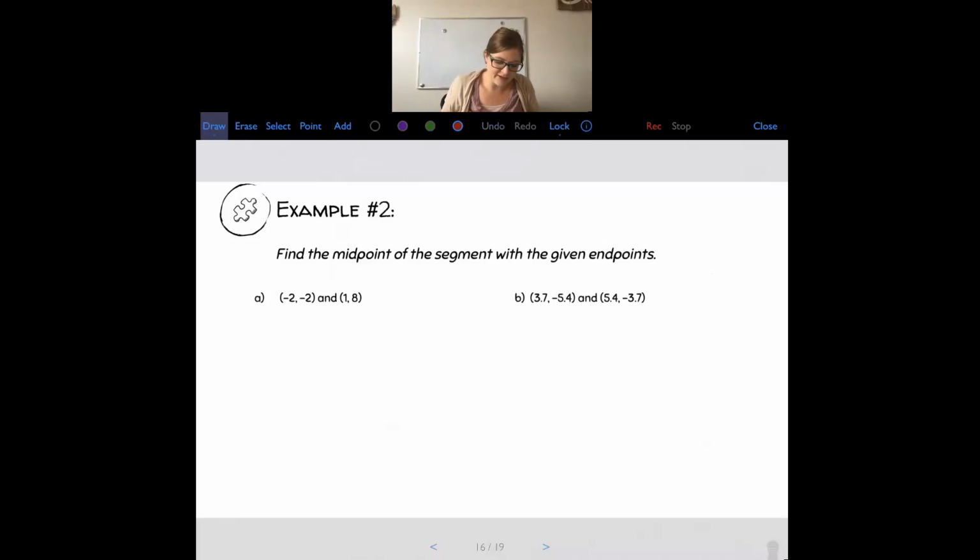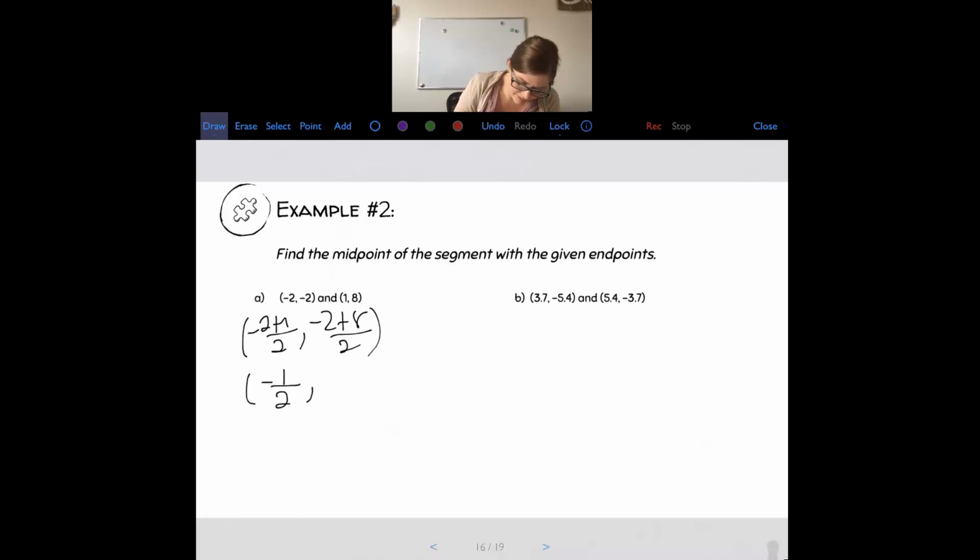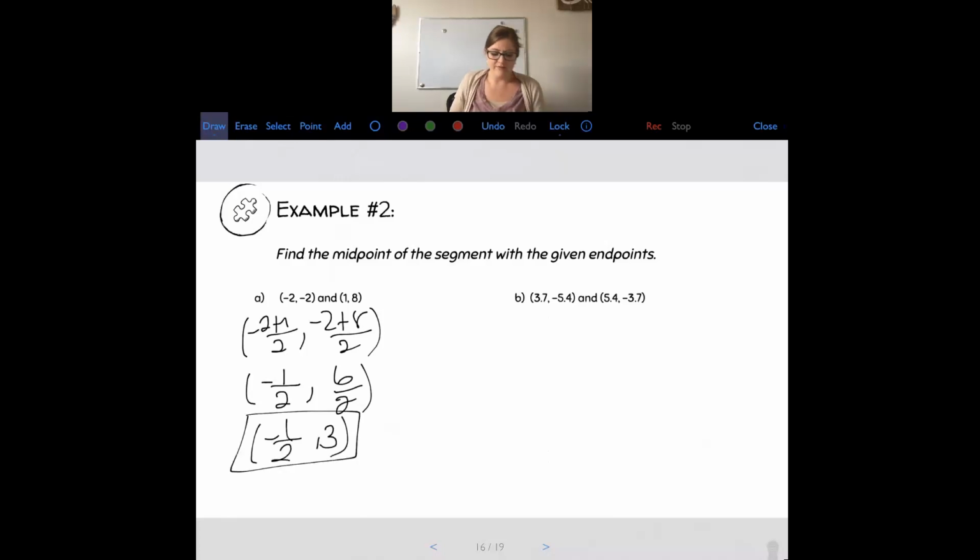Okay, example 2, find the midpoint of the segment with the given endpoints. So we're going to do the same thing here by using the midpoint formula. Make sure you have that with you. Okay, so -2 plus 1 divided by 2, -2 plus 8, divide that by 2. So we have -1/2. This becomes 6 over 2. And I'm just doing maybe 1 or 2 steps at a time. Our final answer here is (-1/2, 3), and it's okay to have fractions in your answer.